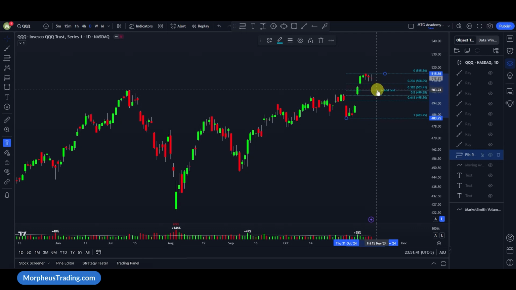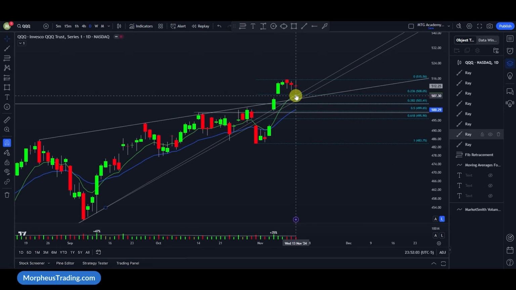We just, ideally, if the market's strong, we want to see this 0.382 level hold. So let's put all these levels back up and see what we have here. We have a lot of lines, but there's quite a bit of support here in the 508 area.